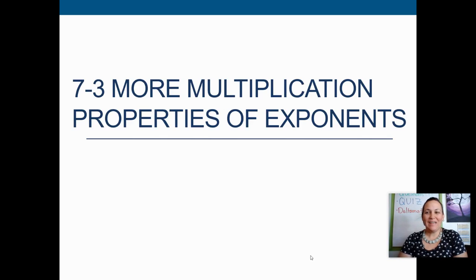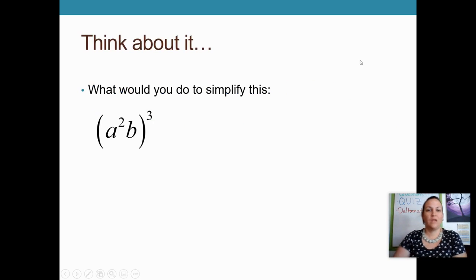Hi guys. We're going to continue with the concept of raising a power to a power with our parentheses and our exponent on the outside. This time I'm going to put more stuff inside the parentheses. So let's think about this problem. It's very similar to the one we did earlier, except this time I have two things inside my parentheses. I have an A and a B.